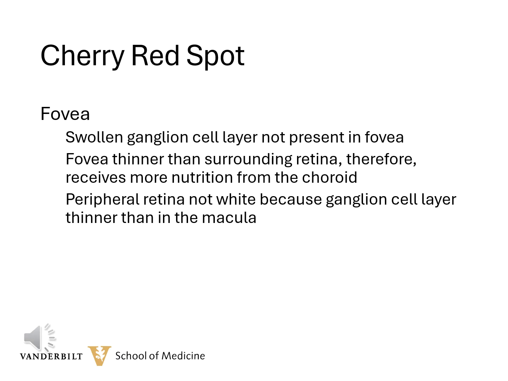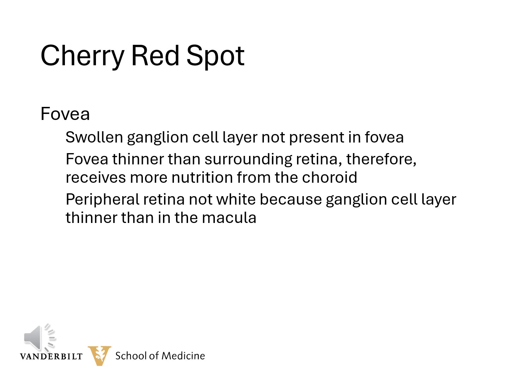So, first a word on the cherry red spot. The reason for the cherry red spot in the center of the macula is that the internuclear layer in the macula and the ganglion cell layer are not present over the fovea. It is these two layers that become edematous and therefore white in a central retinal artery occlusion.